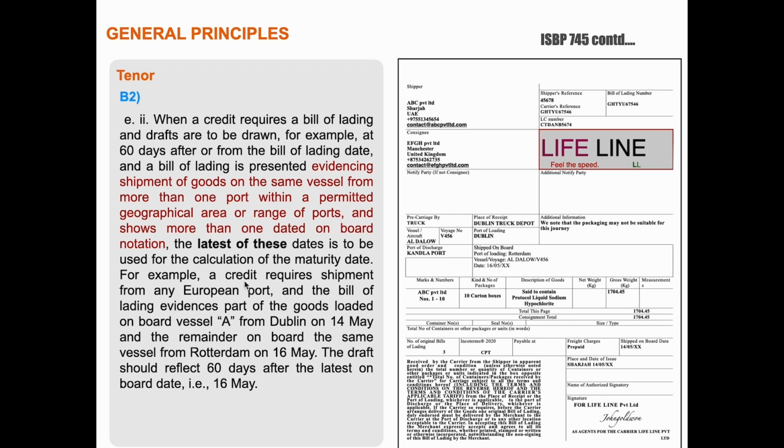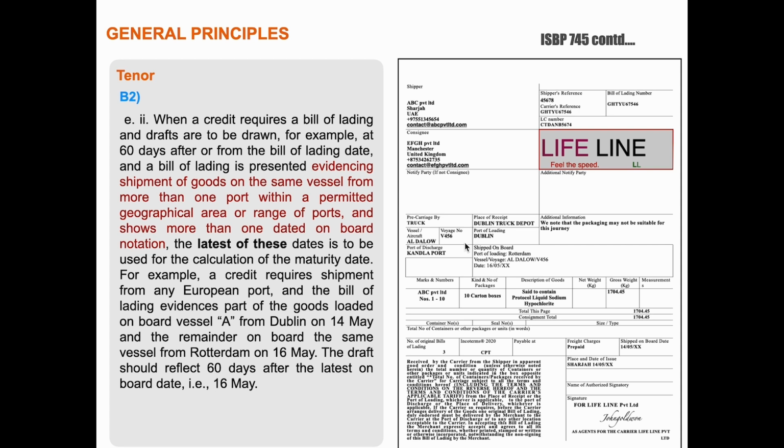For example, a credit requires shipment of goods from any European port, and the bill of lading evidences part of the goods are loaded on board vessel A from Dublin on 14 May and the remainder on board the same vessel from Rotterdam on 16th May. The draft should reflect 60 days after the latest onboard date, that is 16th May.